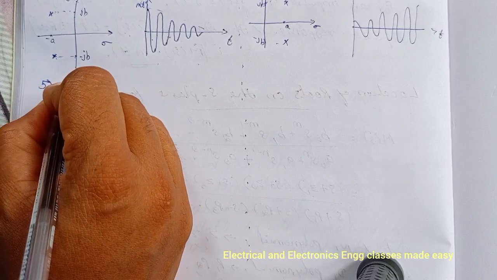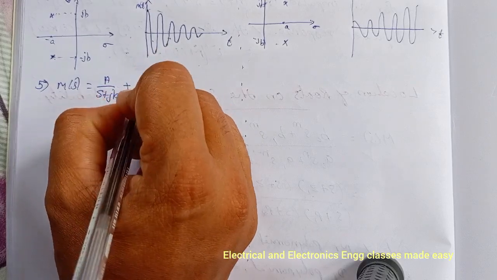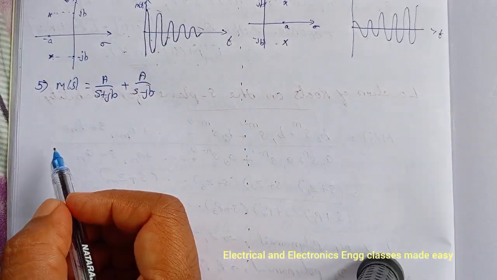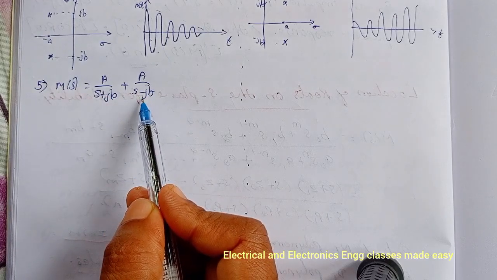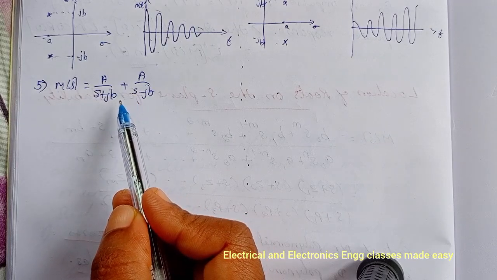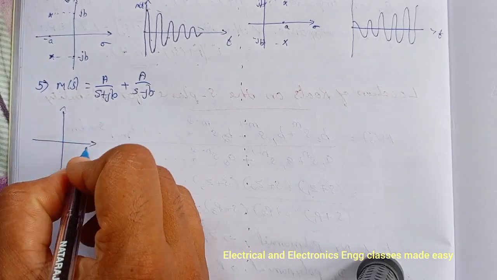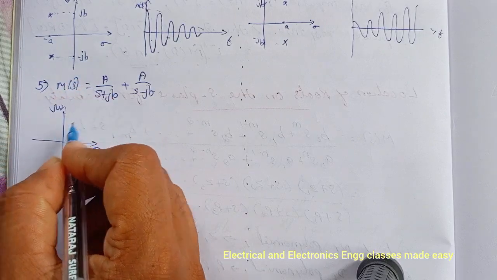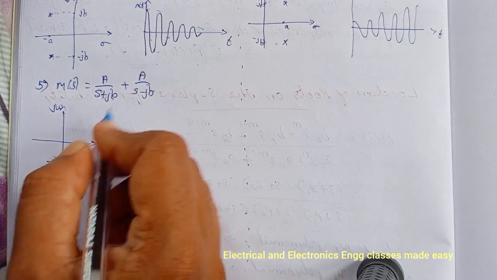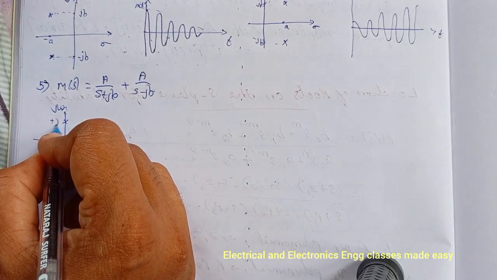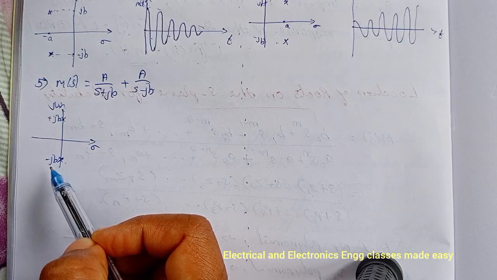Next is M of s equal to a divided by s plus jb plus a divided by s minus jb. That is, s equal to minus jb here, and s equal to plus jb here. That is the single pair of roots on the imaginary axis. That is, we can locate the roots. This is sigma j omega. So s equal to minus jb means it is here, minus jb. Then s equal to plus jb means here. So single pair of roots on the imaginary axis.